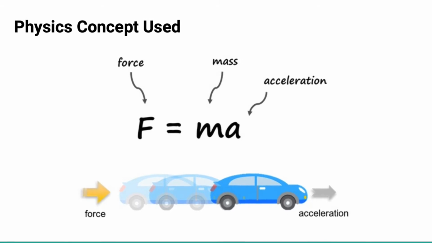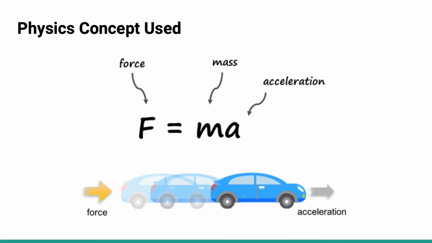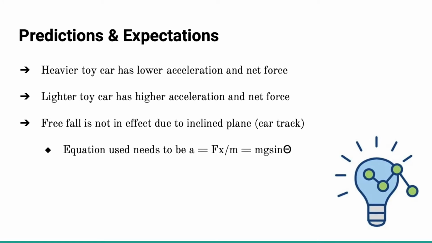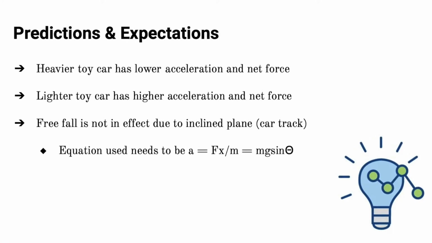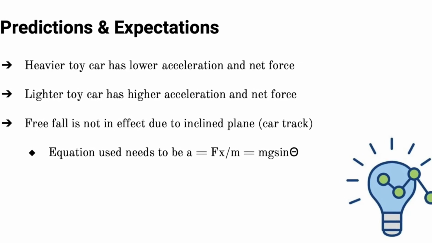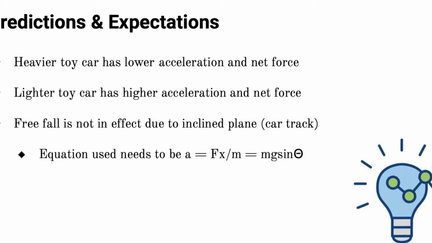Furthermore, the force of each object will be compared using the following calculations. F of x equals mass times acceleration, after calculating the acceleration. For our predictions, we believe that the heavier toy car has a lower acceleration and net force, while the lighter toy car has a higher acceleration and net force. Freefall will not be in effect due to an inclined plane being used.